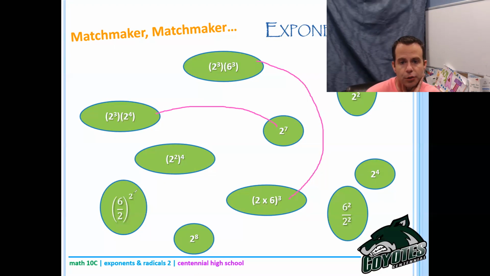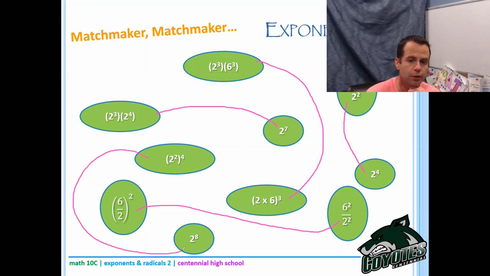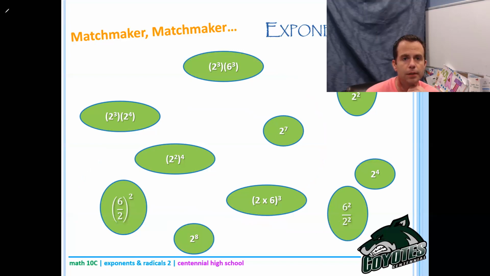Here, that 2 would get distributed to both the 6 and the 2, so that guy would look like him. 2 to the 6 divided by 2 to the 2. When I'm dividing powers of the same base, I would subtract the exponents, so that would look like that. And then I have a power of a power right here. When I have a power of a power, I would multiply the exponent, so 2 times 4 is 8, so that should match up with that. Okay, good.